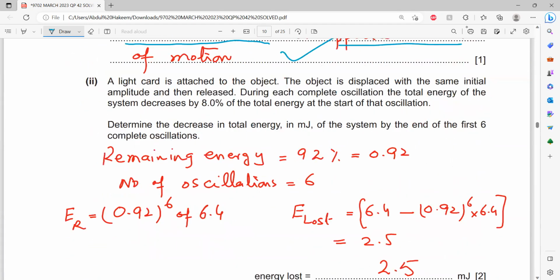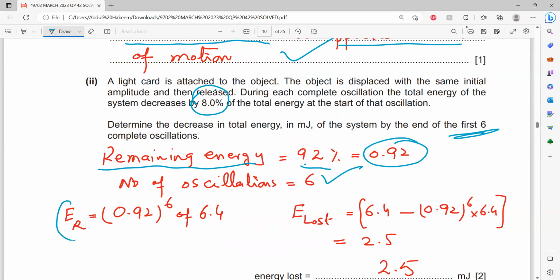A light card is attached to the object. The object is displaced with the same initial amplitude and then released. During each complete oscillation, the total energy of the system decreases by 8% of the total energy at the start of that oscillation. Determine the decrease in the total energy after 6 oscillations. So look, if the loss is 8%, then the remaining percentage is 92, meaning 0.92. And there are 6 oscillations, so the remaining energy is 0.92.